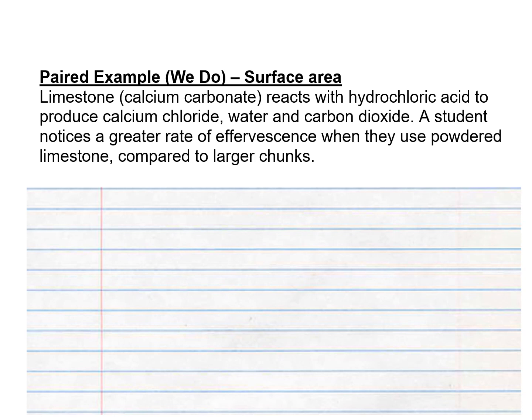Read the question. And again, we've got the same question really, but it's just put into a particular context. So we've got limestone or calcium carbonate reacting with hydrochloric acid. We've got some observations that the student has made, which is that it's a greater rate of effervescence, which means fizzing, which tells us that a gas is being produced. So the more effervescence or fizzing, the faster the rate of reaction. We need to be able to remember that powdered limestone compared to larger chunks is going to be a larger surface area. Pause the video now and write down your answer.